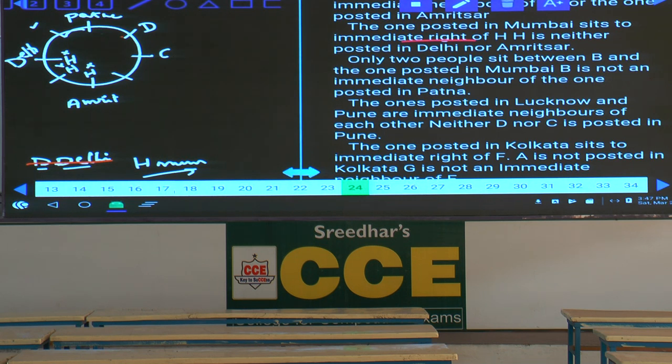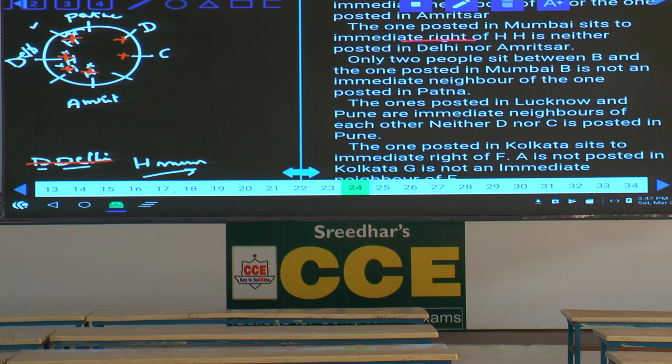the one posted in Mumbai sits to the immediate right of H. Now we are discussing this H. Can H be at this place? H cannot be here as well, in between Delhi and Patna. Why? If H is here, then Mumbai and Delhi must be in the same place, which is not possible. Hence, H cannot be here.